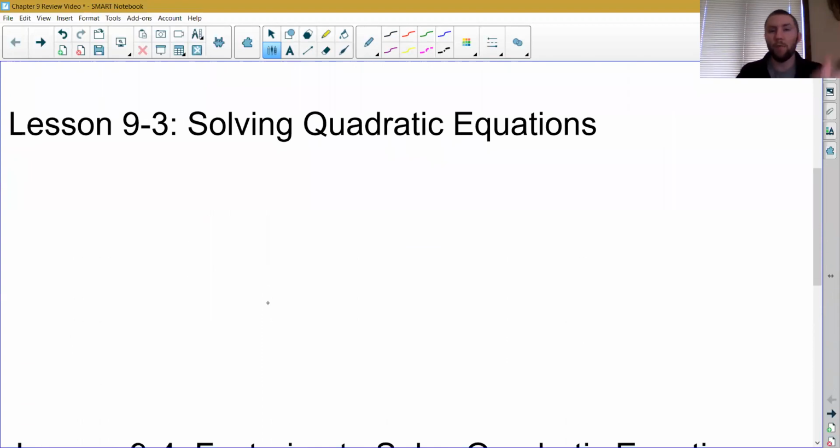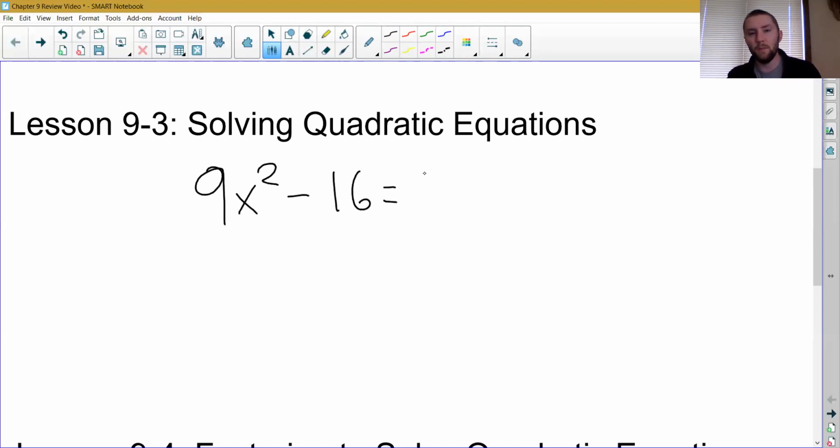Then we jumped into solving the quadratic equations ourselves algebraically. We started by solving quadratic equations that did not have an x term, just an x squared term. They were able to be solved just by undoing things, or finding square roots in the end. An example would be something like this: 9x squared minus 16 is equal to 0. This is one where I can undo what's happening to the x and find my solutions.